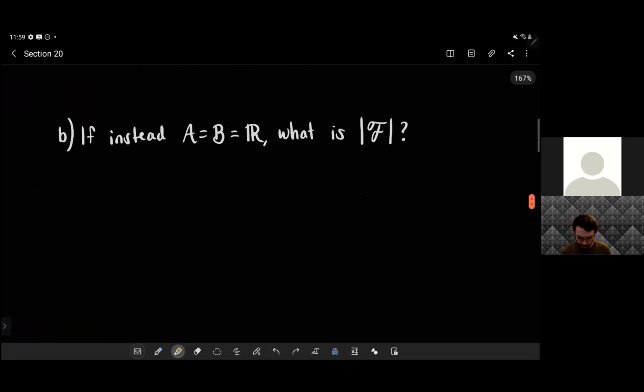The answer may surprise you. Answer is cardinality of F. You probably want to just, if I'm thinking back to when I learned this stuff, I would probably jump to just say, oh, it's the cardinality of R. But it's not. It's actually bigger than that. So it's the cardinality of the power set of R.